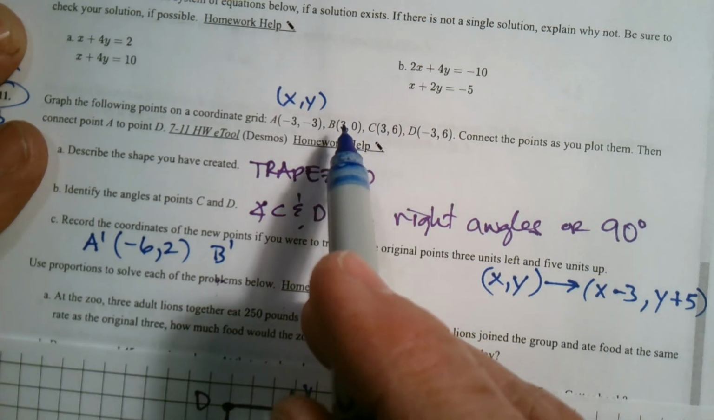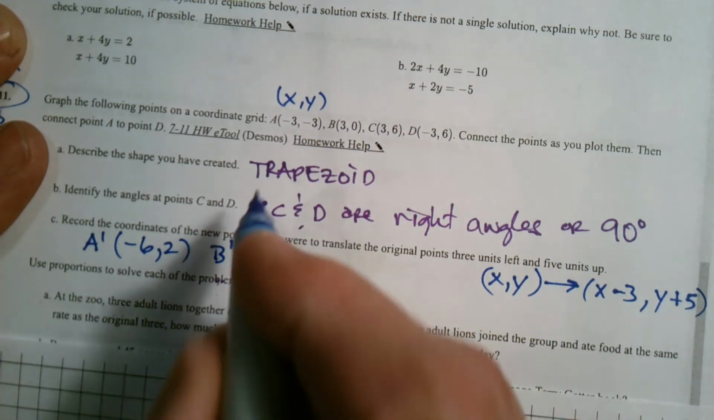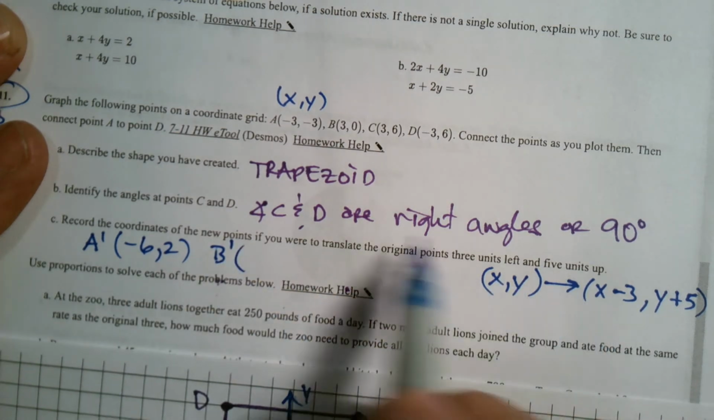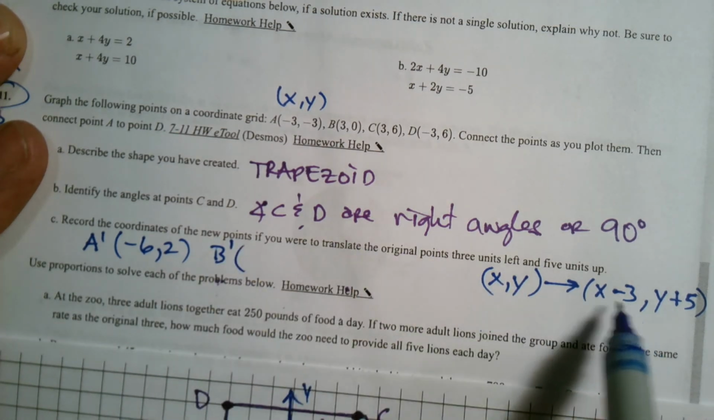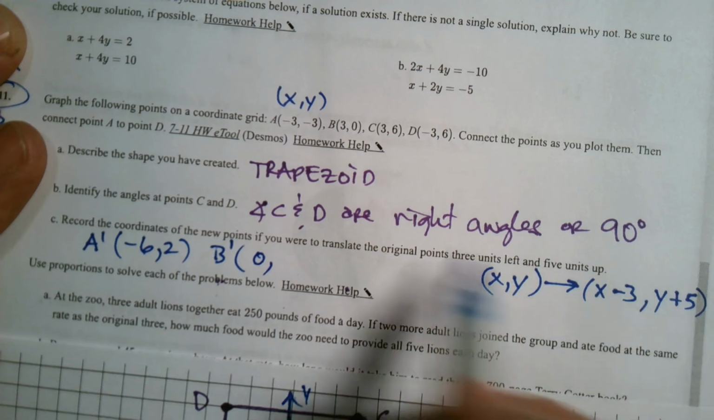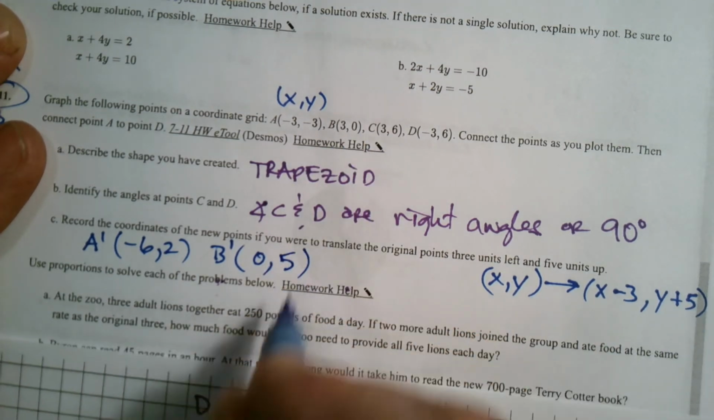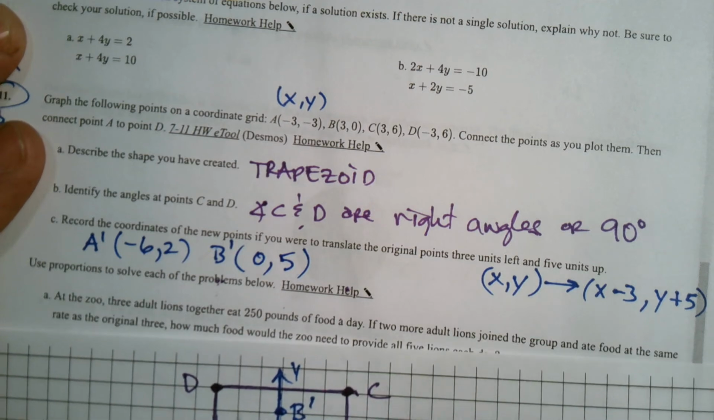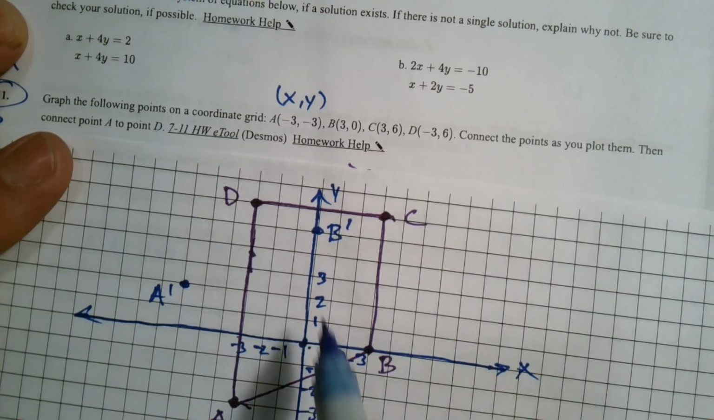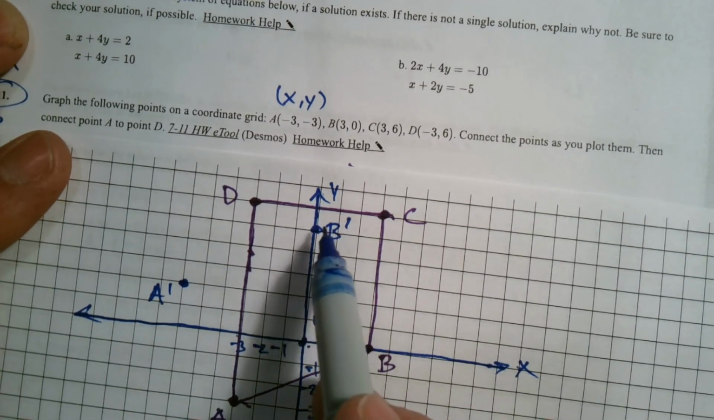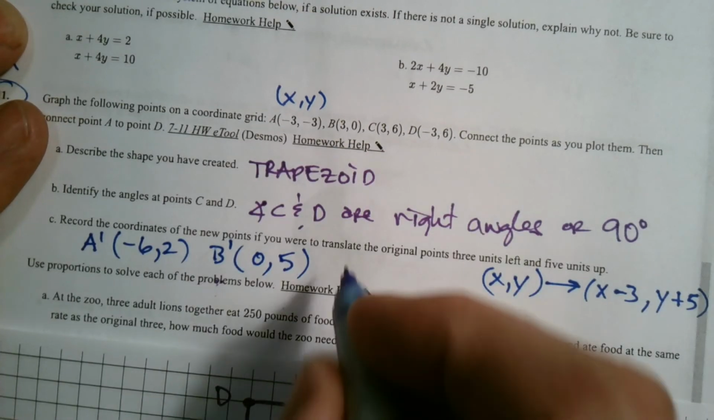So if my original B was 3, 0, my new B would be what? I'd go 3 minus 3, which is 0, and then 0 plus 5, which is 5. So my new B, and let's check if that's true. Is that at 0, 5? And if I look, sure enough, my B prime here is at 0, 5.